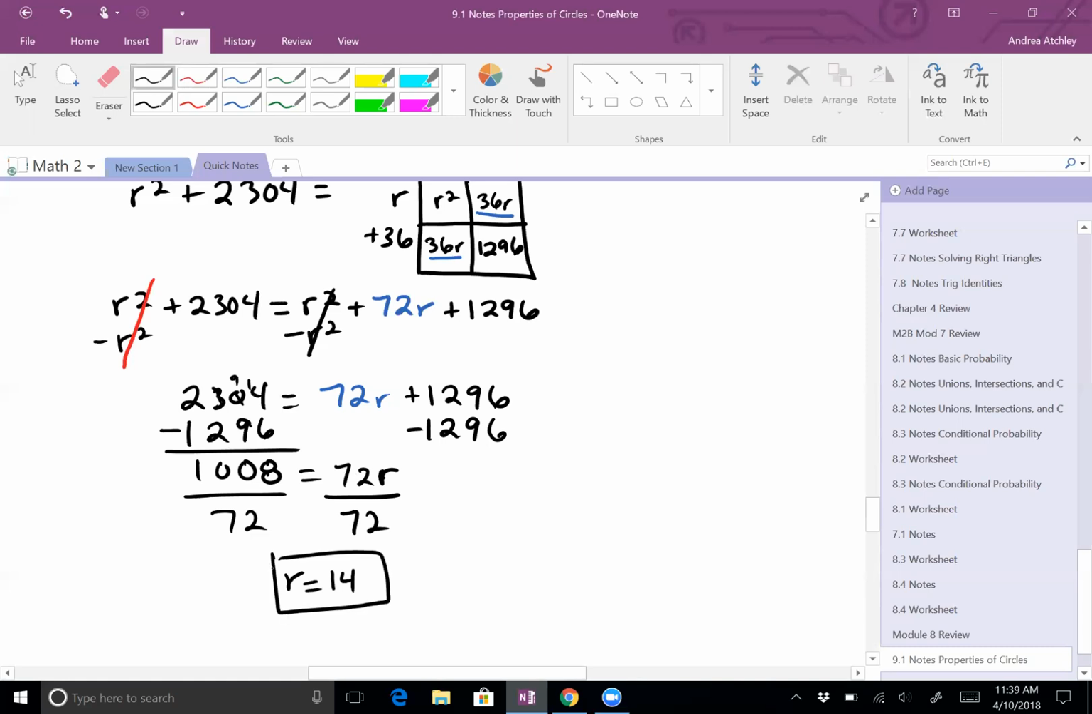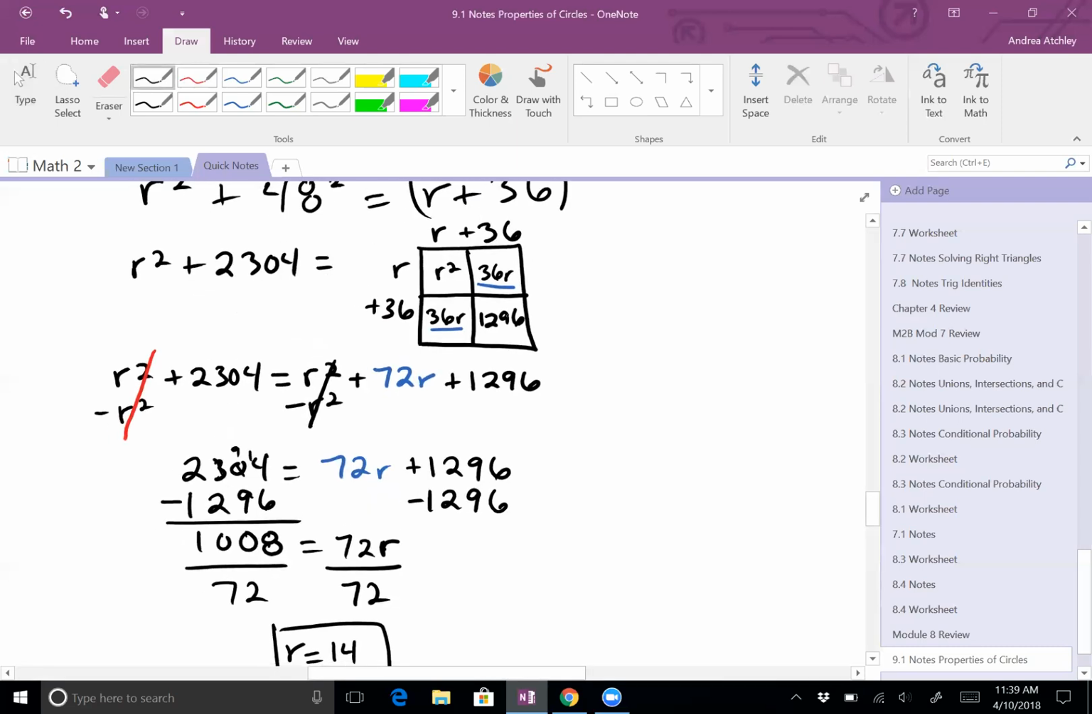Any questions over that? Okay, there is one like this in your homework, so please make sure you do it. There's one like this on your quiz that you'll take on Friday, so please make sure you do it. It's not difficult. You just have to remember how to use the box to multiply R plus 36 squared.